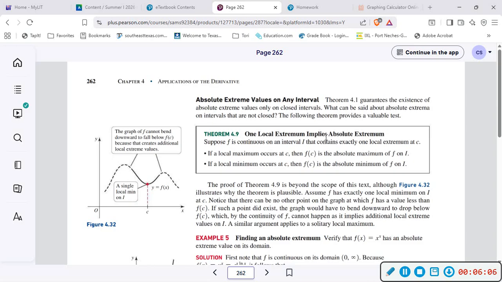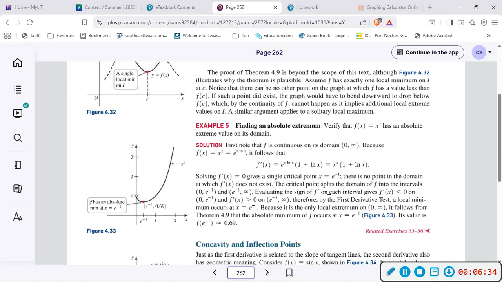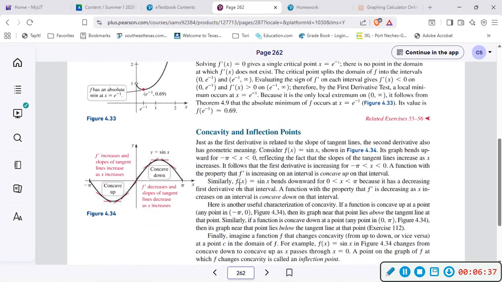It says one local extreme implies absolute extreme. So we have some continuous function on some interval, and if it contains exactly one local extreme at c, and a local maximum occurs at c, then f of c is the absolute maximum on the interval. They're going to give you a little visual. It could be any interval, shortened or expanded, depending on what we're looking at. And if we have a minimum at c, then it's going to be an absolute minimum on that interval. And then we give you some examples, some visuals of seeing inflections.